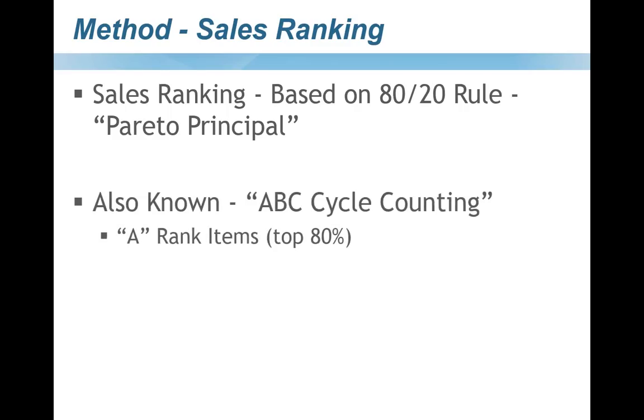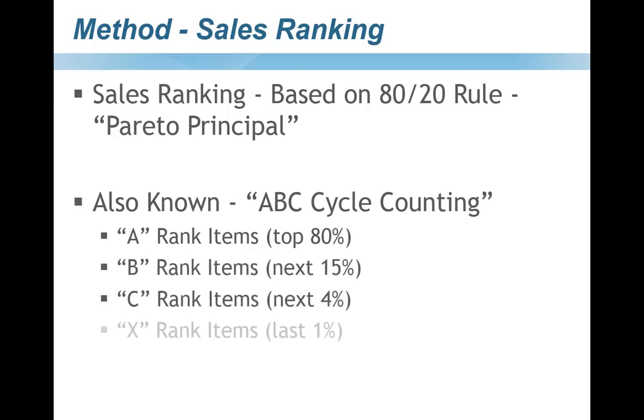So your A items, your top 80% of sales. Your B items, maybe the next 10 or 15. Your C items, a much smaller number. And your X items, that few remainder, that slow-moving inventory you just can't seem to get rid of.